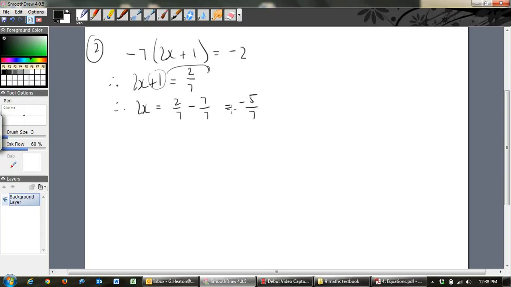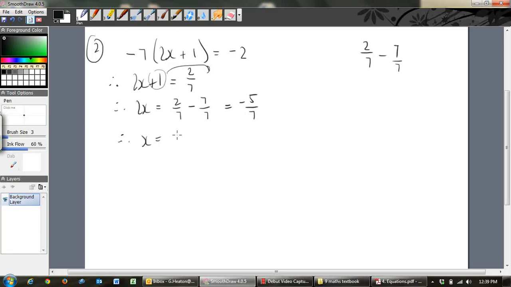So this is me just giving you a little bit of fractions revision here. What I've just done is 2/7 minus 1, and I made 1 equal to 7 over 7. Okay, that's what I did there. And therefore, how do we get rid of this x? Well, get rid of the 2. That's 2 times, so times by 2.